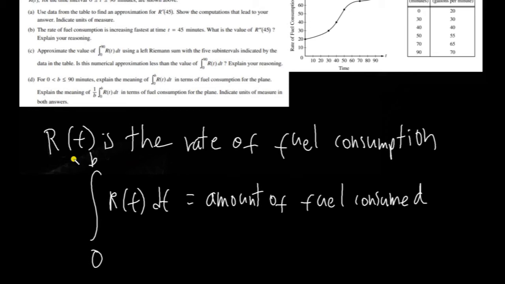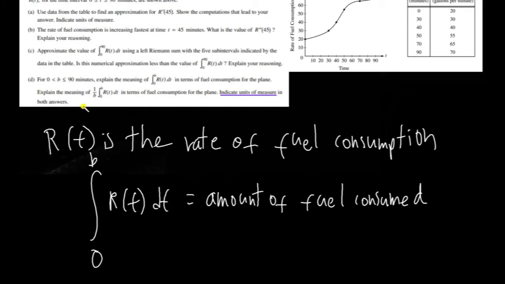And then, when we're giving our explanation in our answer, they want us to include units of measure. So we can say, well, the integral from 0 to b of R(t) is fuel consumed in gallons in the first b minutes.